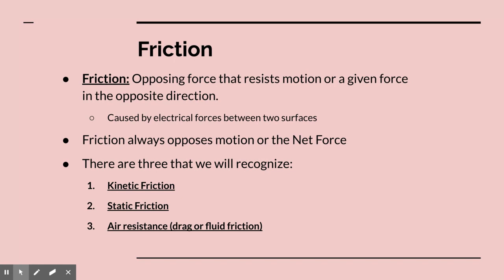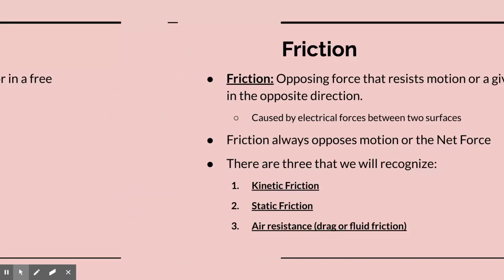There are three types that we'll recognize, but only two that we're actually going to be looking into and practicing. It's probably obvious which ones those are: kinetic friction and static friction, 100%. We're going to practice how to find them and how to calculate them. Air resistance, yeah, it's there. We know that it's a form of friction, but for the most part, we're not going to be calculating that or practicing with it. Just be aware it exists.